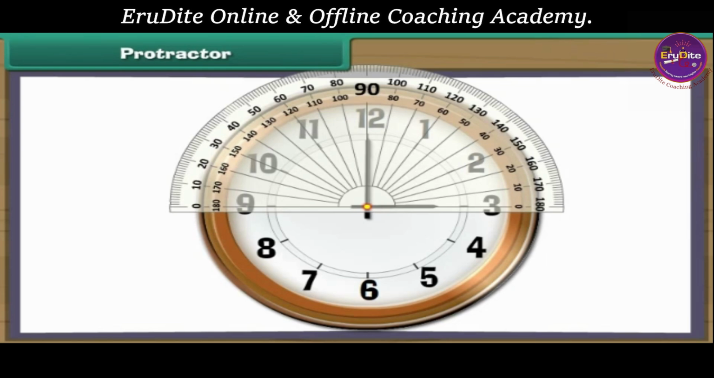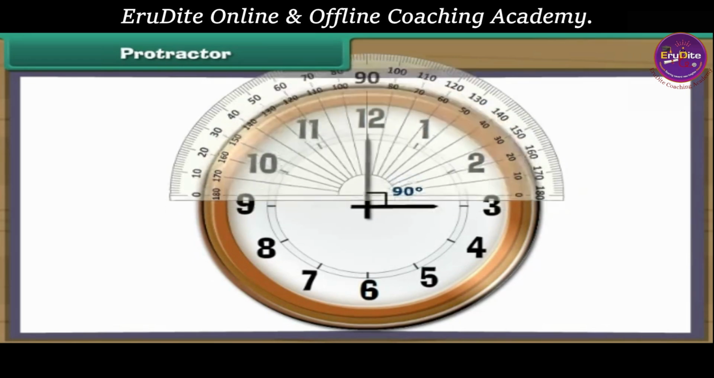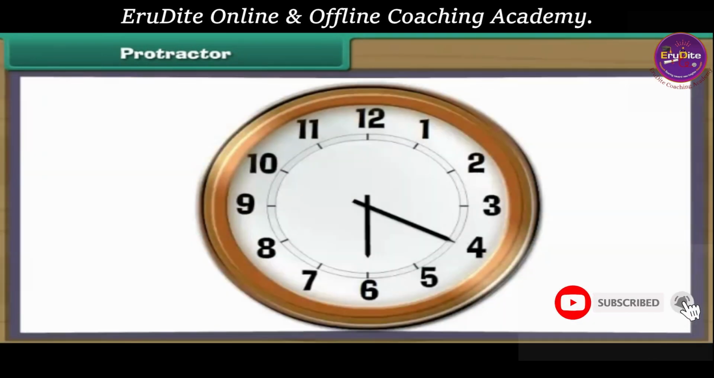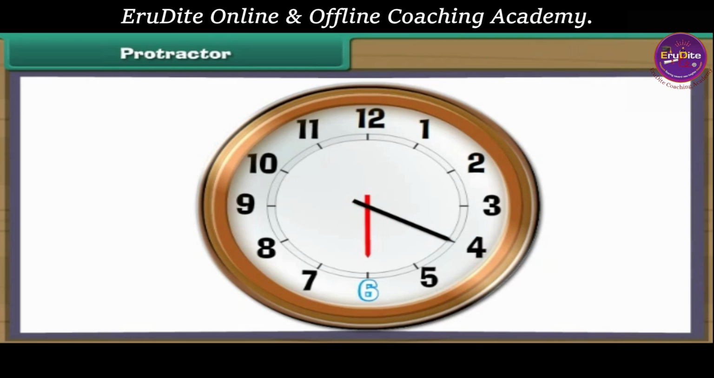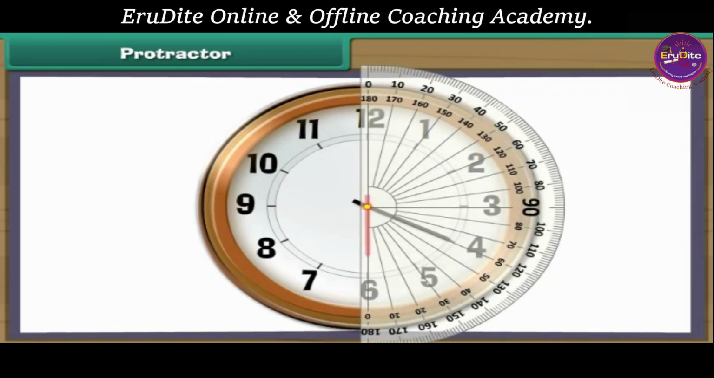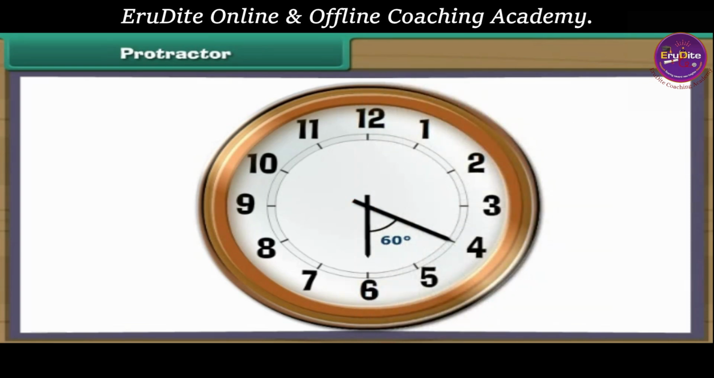Read the inner marking of the protractor on which the long hand rests. It is 90 degrees. Therefore, 3 o'clock makes a right angle. This clock shows 20 past 6. The long hand of the clock is on 4 and the short hand is on 6. Place the protractor on the short hand of the clock. Read the inner marking of the protractor on which the long hand rests. It is 60 degrees. Therefore, the time 20 past 6 makes an acute angle.